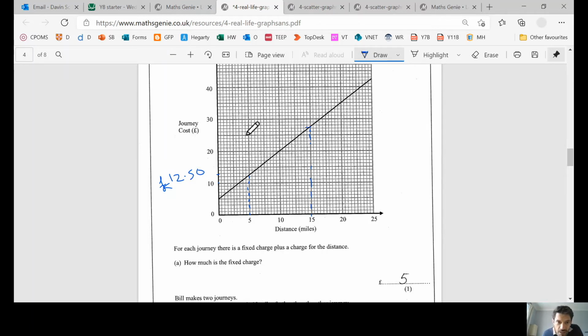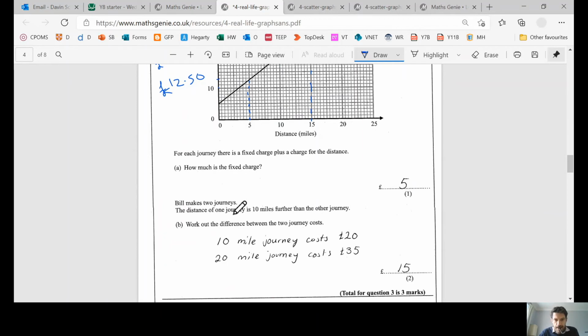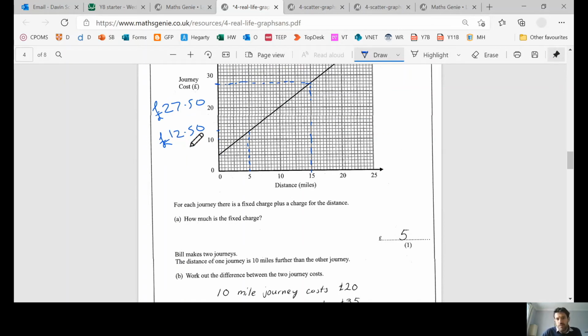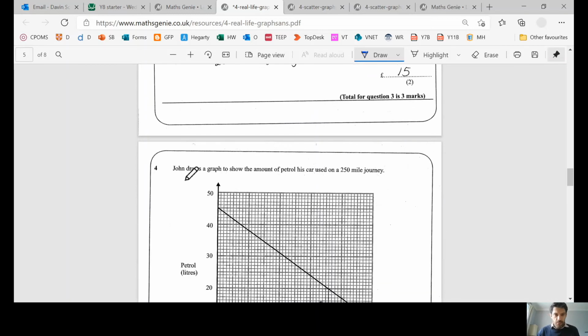I reckon this is half as well. So it's there. Sorry, halfway between these 2 squares. So that is going to be 27.5, aka £27.50. So then you just work out the difference, and it's £15. So the answer is £15. Okay, there you go. 2 marks, so you need to include your workings. So what I would do here is say, yeah, 5 miles costs £12.50, 15 miles costs £27.50. Therefore, the cost of 10 miles is £15.